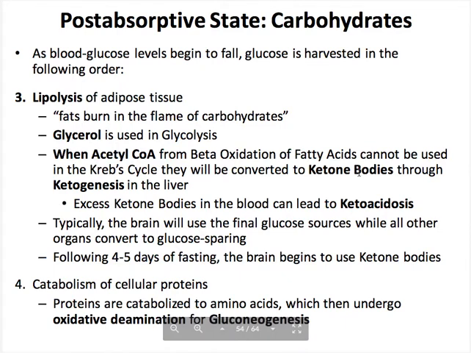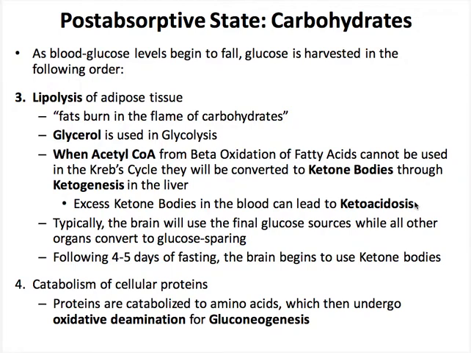Now, as they begin to collect, anytime you start to see lipolysis like this, you're automatically going to start to produce a somewhat lower pH in the bloodstream because of the acids that are associated with this. However, when you have these ketone bodies in excess, then that can lead to a condition known as ketoacidosis, and that's very difficult for the kidneys and the liver to continue to utilize, so it can be pretty damaging long term.